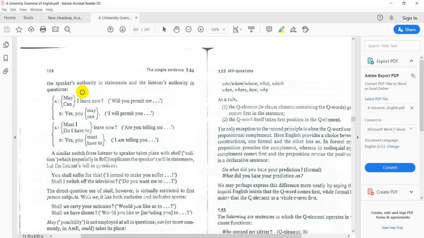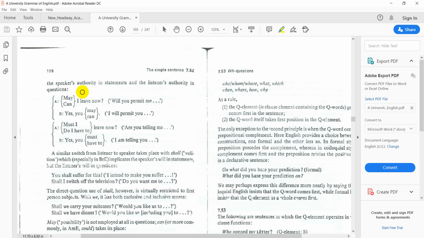What is the meaning here? Suppose we have a speaker and listener. Suppose we have a teacher and a student. So the teacher will be the speaker and the student will be the listener, right? Who asks for permission? The speaker, the teacher, or the student? Of course, it is the student who asks for permission from the teacher, from the speaker. So he or she will ask permission.